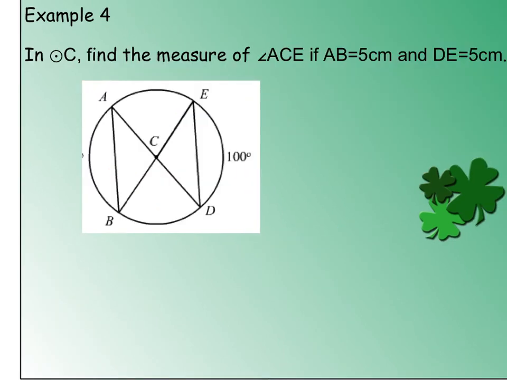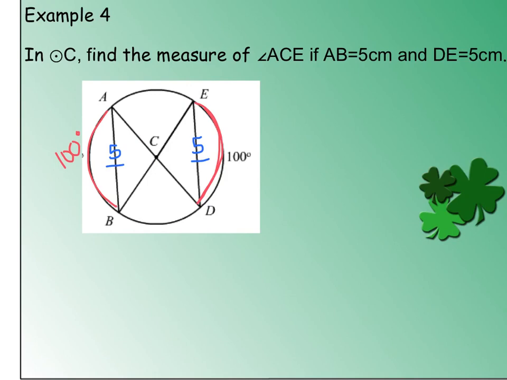In this next problem, we're given circle C and we want to find the measure of angle ACE if we know that AB is 5 centimeters and DE is 5 centimeters. Well, AB is 5 centimeters here, DE is 5 centimeters. I notice that both of these chords are congruent, which means that their intercepted arcs also must be congruent. So arc AB is also 100 degrees.